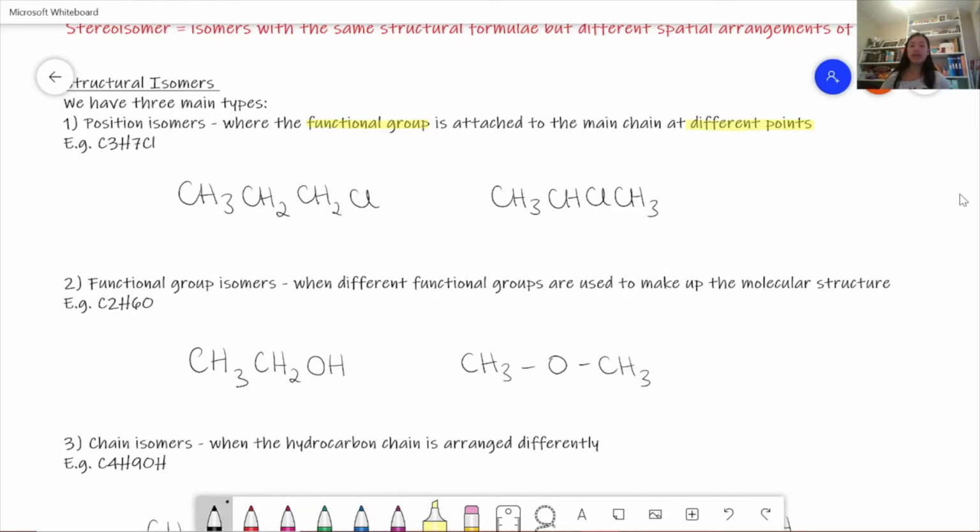And so the left molecule is 1-chloropropane, because the chlorine is attached to the first carbon and there's 3 carbons in the longest chain, so it's a propane. However, in the second molecule, the chlorine is attached to the second carbon, and so this is 2-chloropropane. So these are both position isomers of each other because the chlorine is attached to different carbons in the chain, but they both make up this molecular formula.